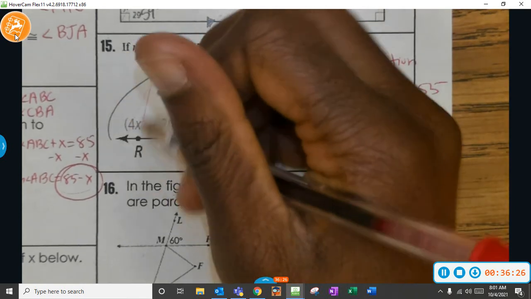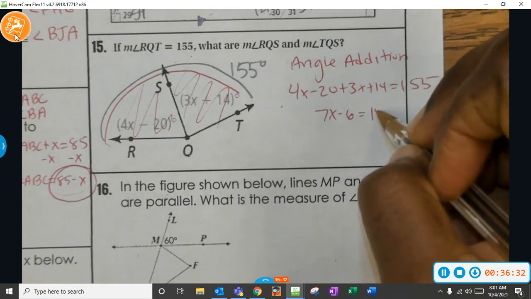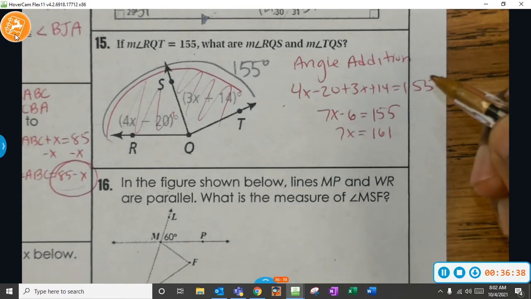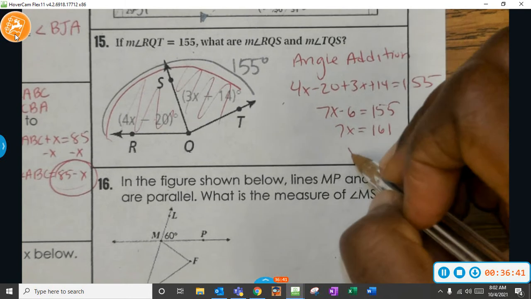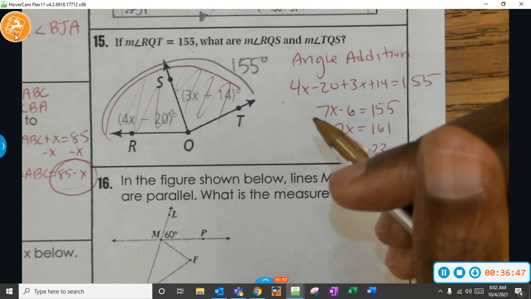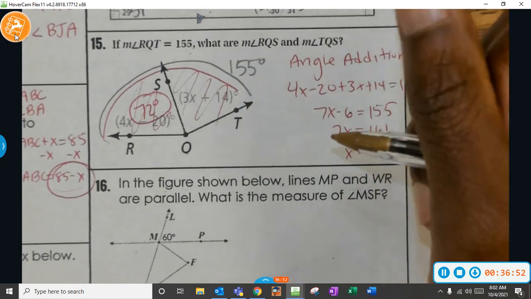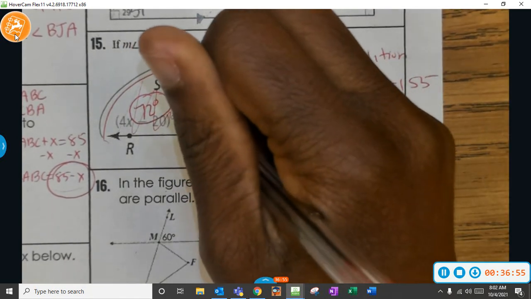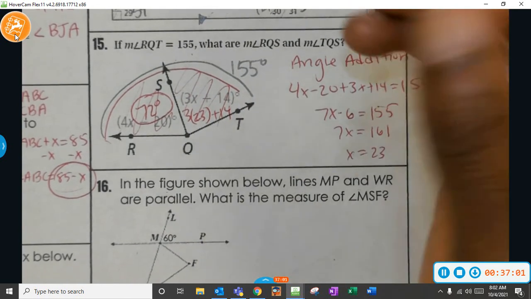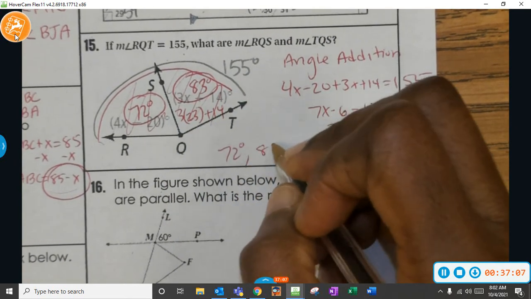Okay, so the two inside angles, this angle plus this angle has to make the whole angle, 155. So solving that, okay, x equals 23, so timesing that by 4 minus 20. This angle would be 72 when you plug it in. This one would be 83. So 72, I know it's clouded, and 83 are the actual answers.